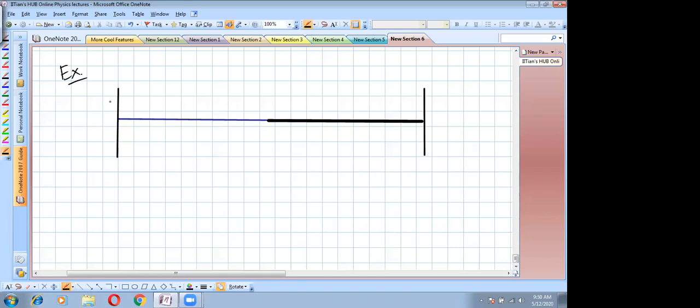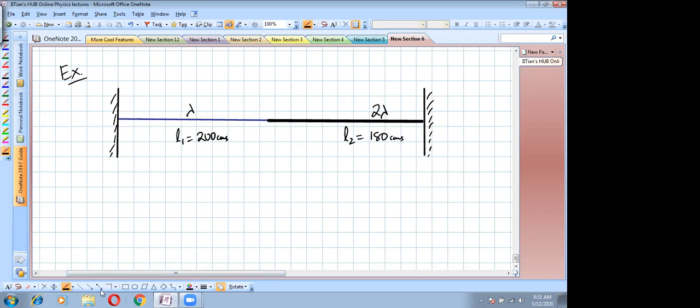So I have this situation. This is 2 lambda, and this is lambda. So linear mass densities are in ratio 1:2. Okay, and this is of length L2 equal to, let us say, 180 centimeters, and this length L1 is, let us say, 200 centimeters.